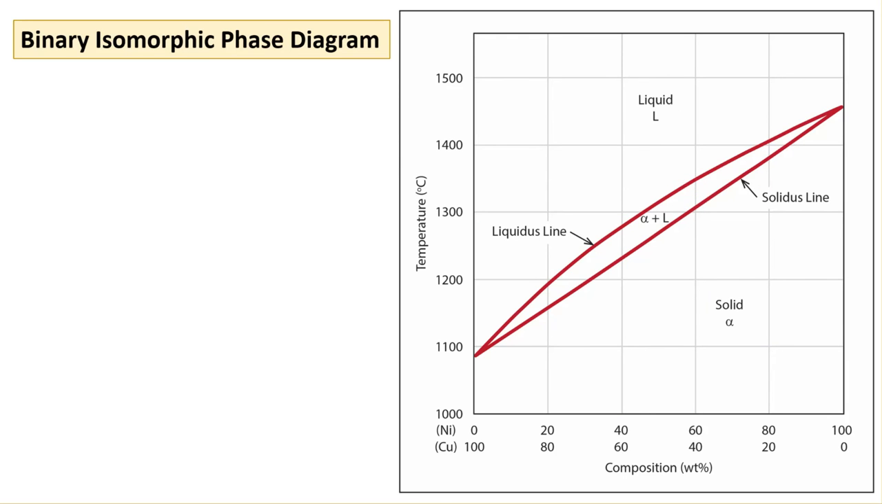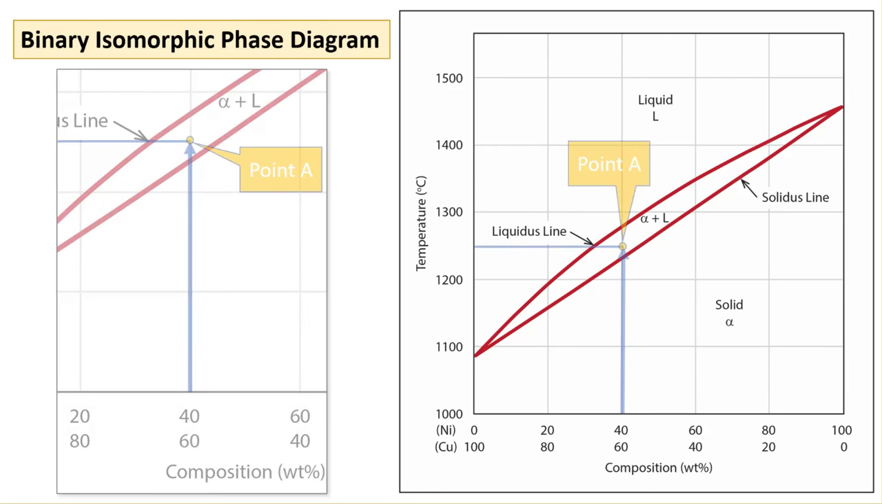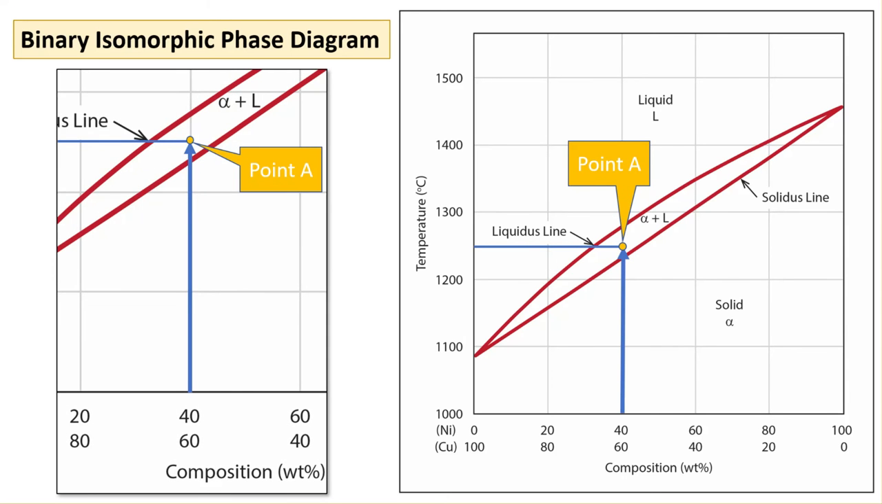Sometimes when we have a point inside the solid liquid region, let's say point A, we would like to know the following. What is the composition of the liquid and what is the composition of the solid? You may be thinking, since we started with a 60% copper and 40% nickel alloy and heated it up until it started to melt, that the liquid and solid would both have that composition. But let's take a look.